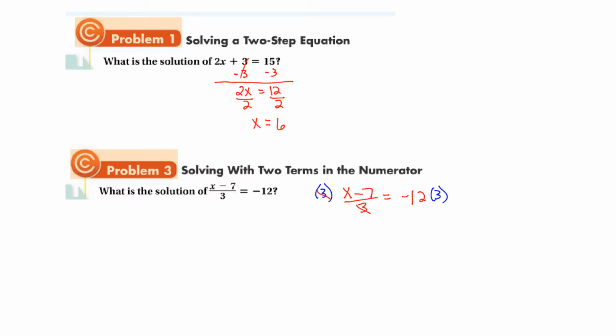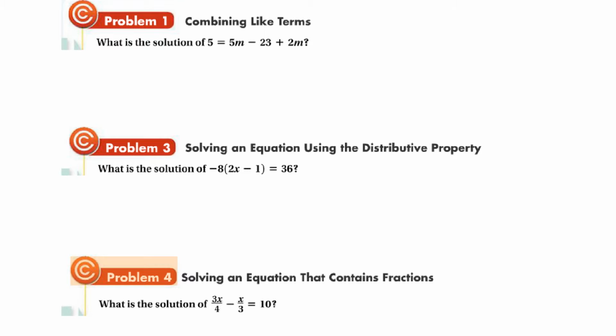3 divided by 3 is 1, leaves me with x minus 7 equals negative 12 times 3, which is negative 36. Then I go on to step 4, undo any addition or subtraction. So I'd add the 7 to both sides, and I get x equals negative 29. And again, I could check it by substituting it back into the original problem and checking to see if it works, which it does.